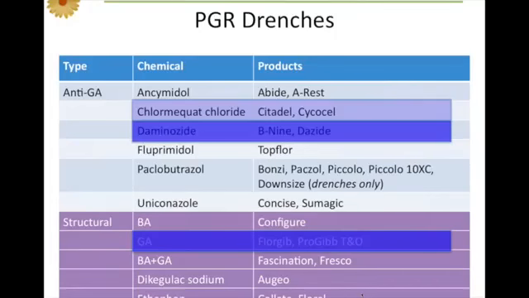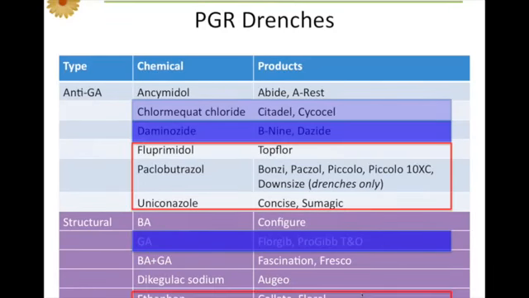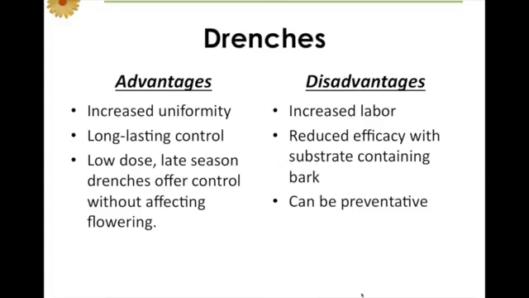Ancymidol, flurprimidol, paclobutrazol, uniconazole, BA, the combination Agrio, and then Piccolo. And of those, the ones that are most commonly used or the most suitable for the effects are the ones in the red boxes. Topflor, the paclobutrazols, the uniconazole, and Piccolo by far are the primary ones used by the industry, and they work very well in a lot of applications.